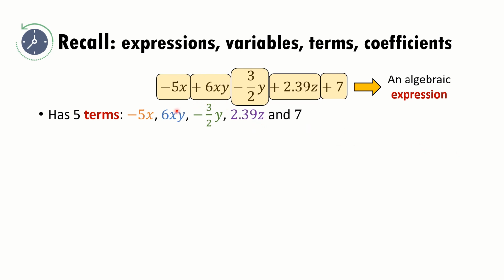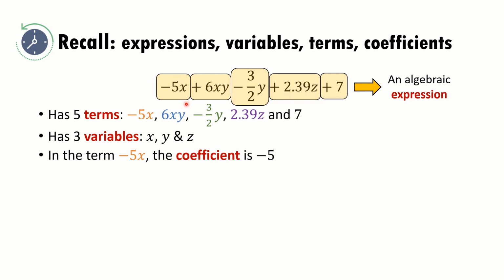Notice that when recognizing the terms, if it is a positive number, we usually don't mention the positive part. Unlike when there is a negative sign or a minus sign in front, we will put that negative sign into the term itself. There are actually 3 variables in this algebraic expression. We have x, y, as well as z.